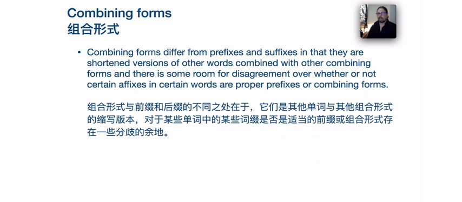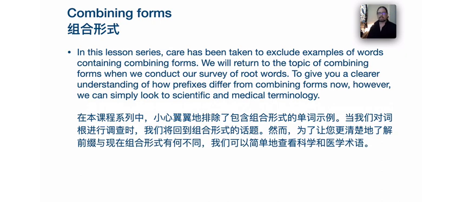Let's talk about combining forms. Combining forms differ from prefixes and suffixes in that they are shortened versions of other words, combined with other combining forms. And there is some room for disagreement over whether or not certain affixes in certain words are proper prefixes or combining forms. In this lesson series, great care has been taken to exclude examples of words containing combining forms. We will return to the topic of combining forms when we conduct our survey of root words.